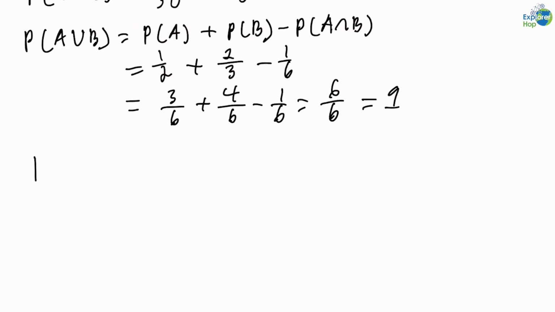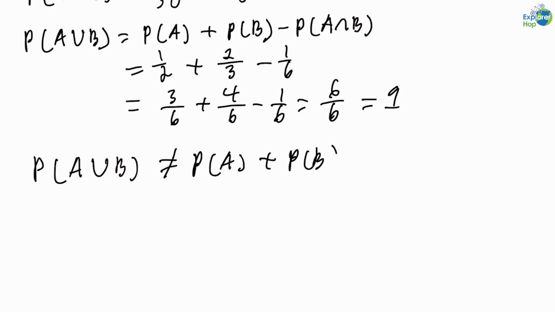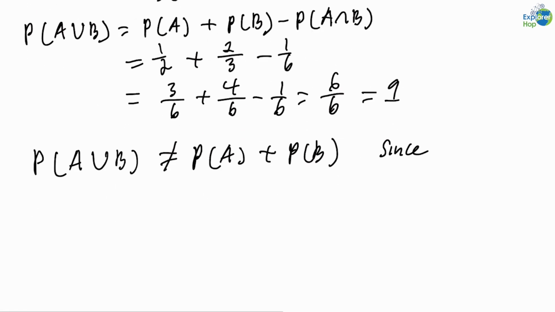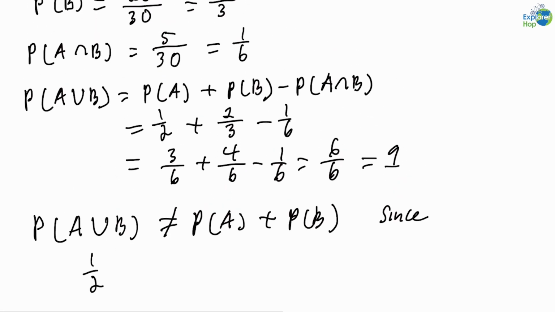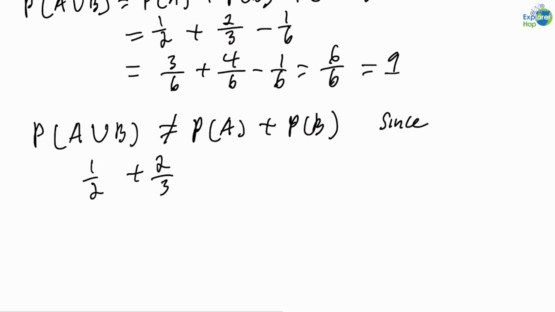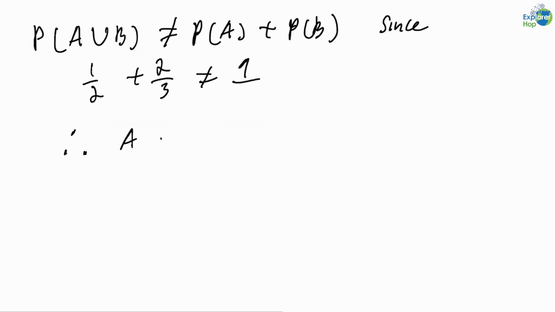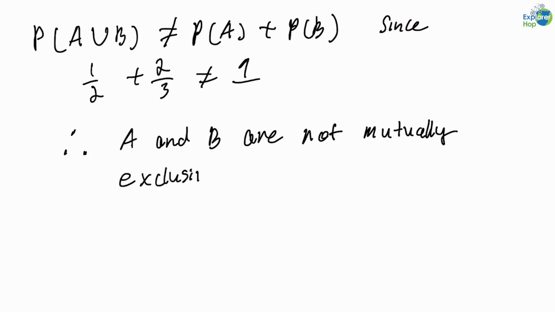And from here, we can clearly see that the probability of the union of event A and B is not equal to the probability of A plus the probability of B, since 1 over 2 plus 2 over 3 is not equal to 1. And this, of course, confirms that A and B are not mutually exclusive. So therefore, events A and B are not mutually exclusive.